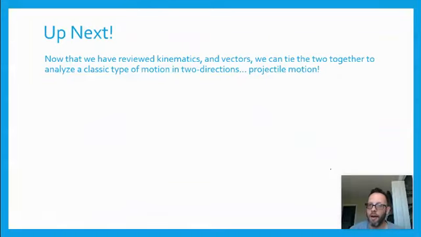So next, we'll be able to tie what we've done with kinematics and what we've just done with vectors and tie the two together to analyze a classic type of motion in 2 directions, and that's projectile motion. Now, for some of you, you might have done a lot with your grade 11 teacher on projectile motion, and others may have not done a lot, depending on when you're watching this video, depending on whether your semester was cut short due to COVID-19 and you just didn't get to it. So we'll spend a bit of time on projectile motion. Hopefully it's review for a lot of you, but for some, you just might be learning it for the first time, and that's okay.